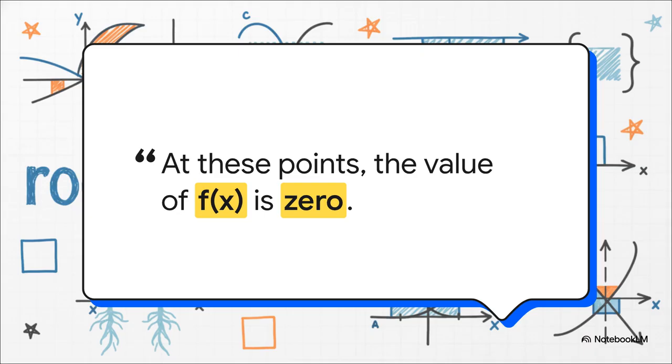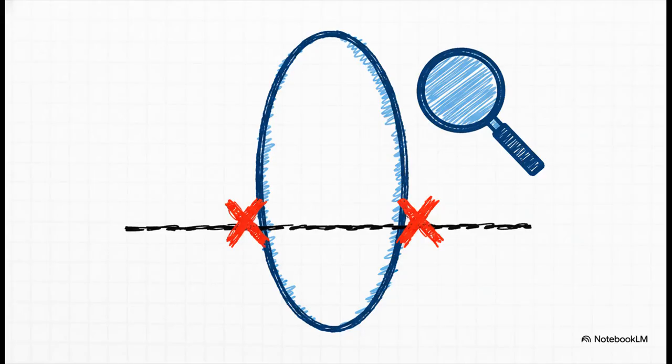This is huge. A business wants to find its break-even point, right? A physicist needs to know when a rocket returns to the ground. They're all looking for that magic moment when the value hits 0. So look, if all the terminology feels like a bit much, just lock this simple image into your head. We are on a mission to find the exact spots where the curve hits the line. That's it. That's the whole game.